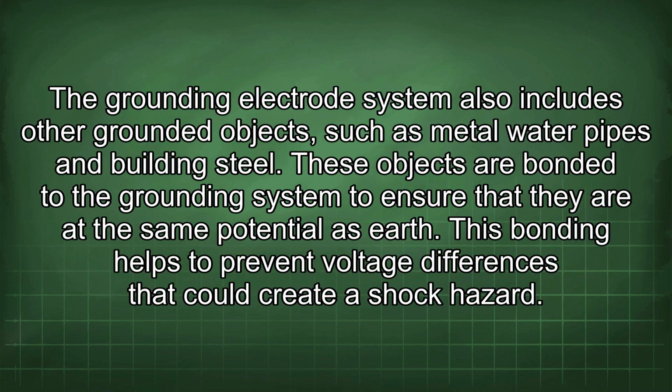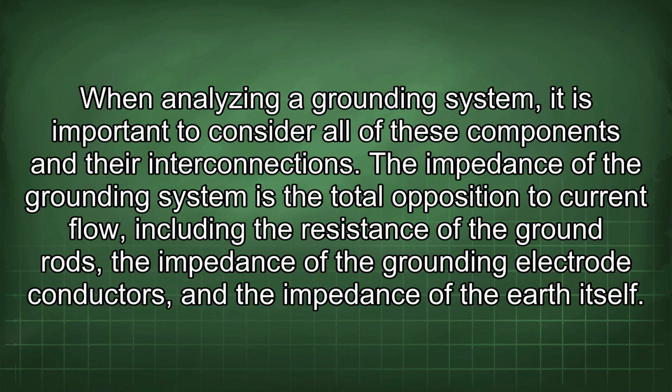The grounding electrode system also includes other grounded objects, such as metal water pipes and building steel. These objects are bonded to the grounding system to ensure that they are at the same potential as earth. This bonding helps to prevent voltage differences that could create a shock hazard. When analyzing a grounding system, it is important to consider all of these components and their interconnection.